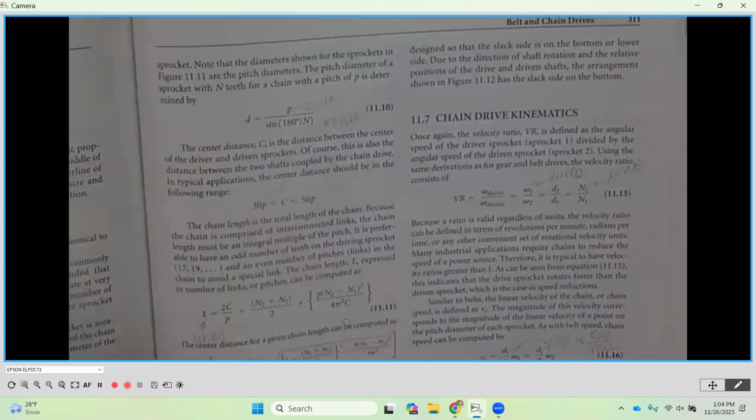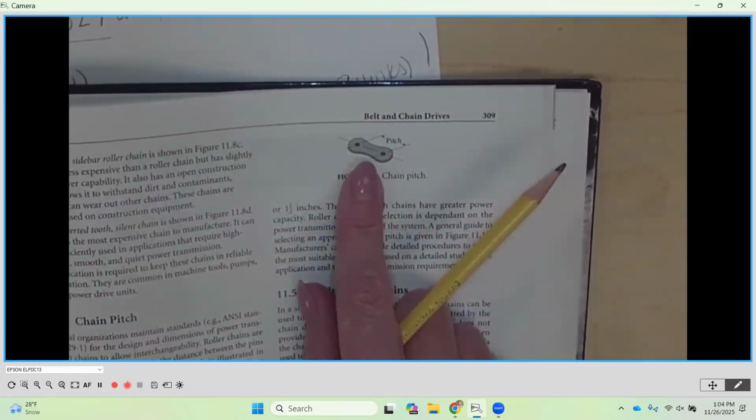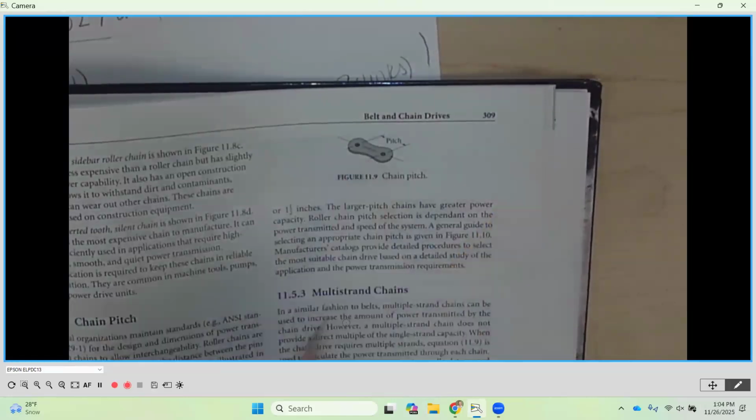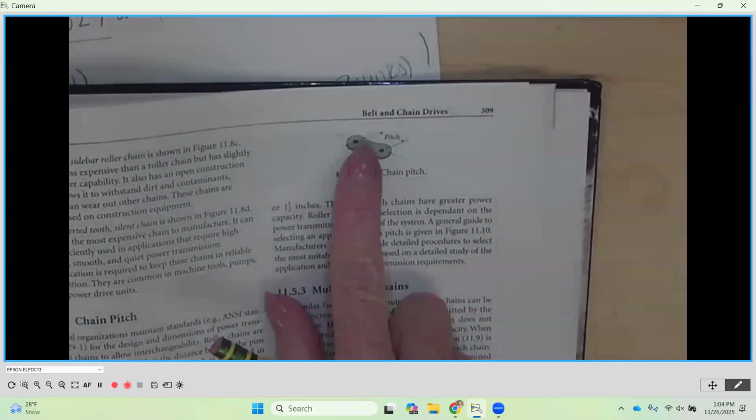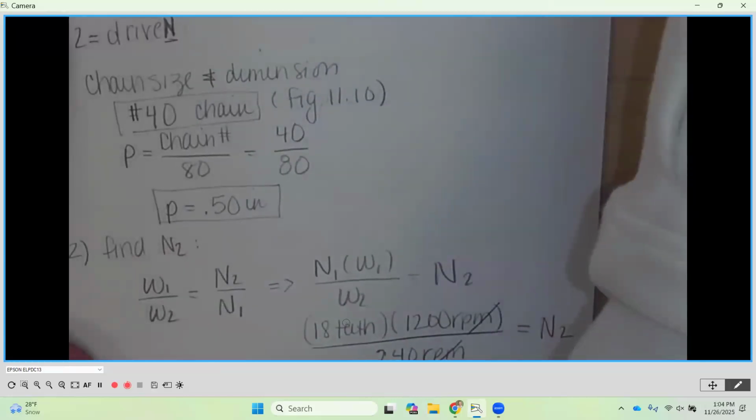Now, this is the pitch. Remember, the pitch is that distance between the centers of the holes in our side plate, or the distance between the centers of the rollers on the chain, okay? So we calculated that P to be a 1/2 inch, okay? So if you remember in step number 1, our P was a 1/2 inch.